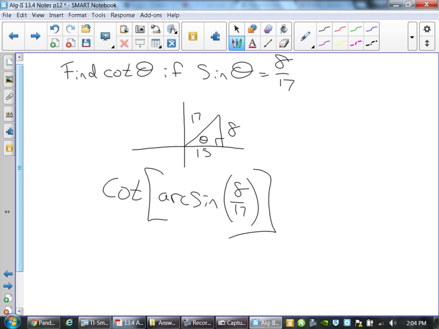That is the exact same problem. What is the cotangent of the arc sine of 8 over 17? It's the exact same problem, written more like I started to show you last night. It's written in such a way that it says what angle has a sine of 8/17, and what's that angle's cotangent? The cotangent of the angle that has the sine of 8/17 is 15/8.